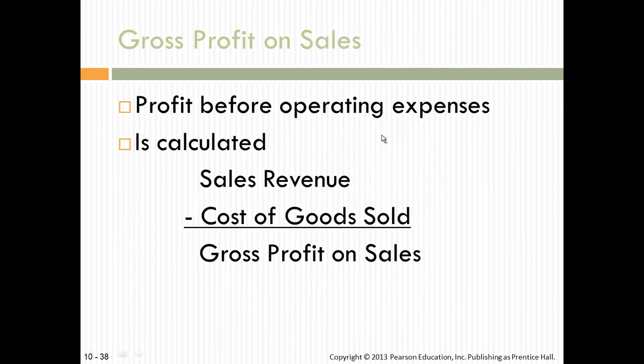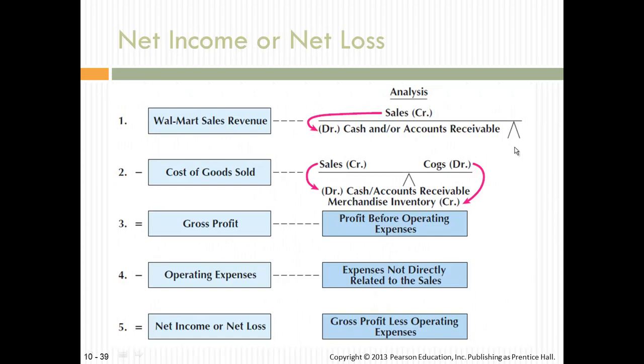Gross profit on sales is the profit before operating expenses. So it's your sales revenue less your cost of goods sold that is your gross profit on sales. Net income or net loss. Here's an analysis: pretend you're Walmart, and you have your sales revenue less your cost of goods sold is your gross profit, less your operating expenses equals your net income. Your sales come from either cash or accounts receivable, depending on if you buy on credit or pay cash. And your cost of goods sold is what is debited, and your sales are credited. And then your cash or accounts receivable is reflected, and your inventory.